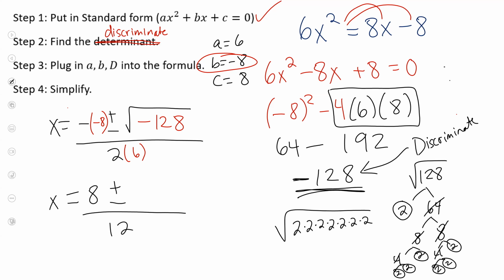Some people don't get it that way, so I'm just going to do the whole process. Cross that out, put 1 outside. Here's another pair, cross it out, put one outside. Here's another pair, cross it out, put one outside. So on the outside, 2 times 2 is 4, times another 2 is 8. On the inside, we just have a 2 left over. So this is what you're going to put, 8 square root of 2.